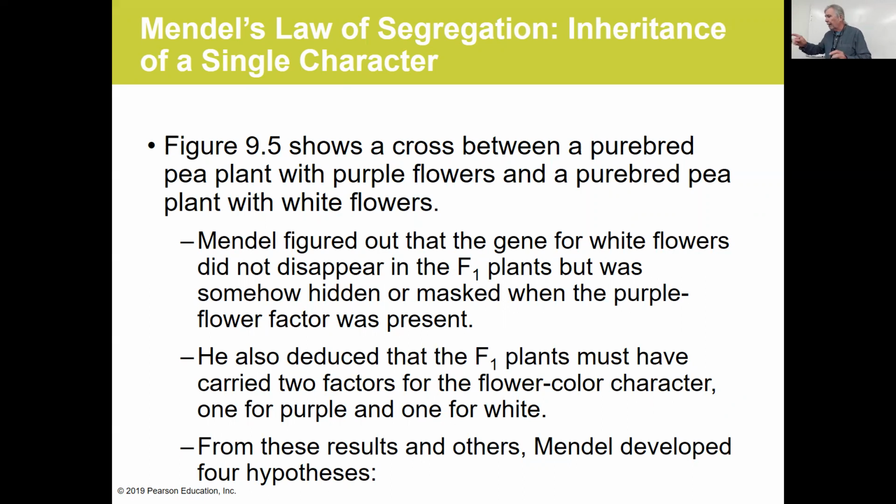So he deduced that the F1 plants must have carried 2 factors for the flower color character, one for purple and one for white. So here's what we figured out. A parent has 2 factors for a particular character, right? But they only give one of them to their offspring, all right? So from these results and others, Mendel developed 4 hypotheses.